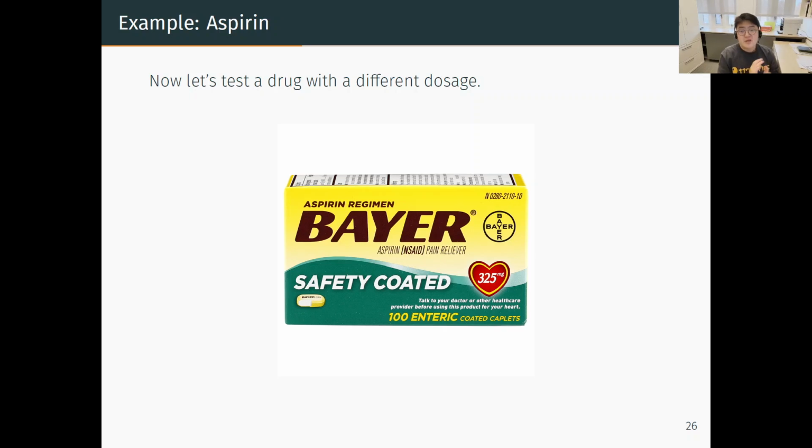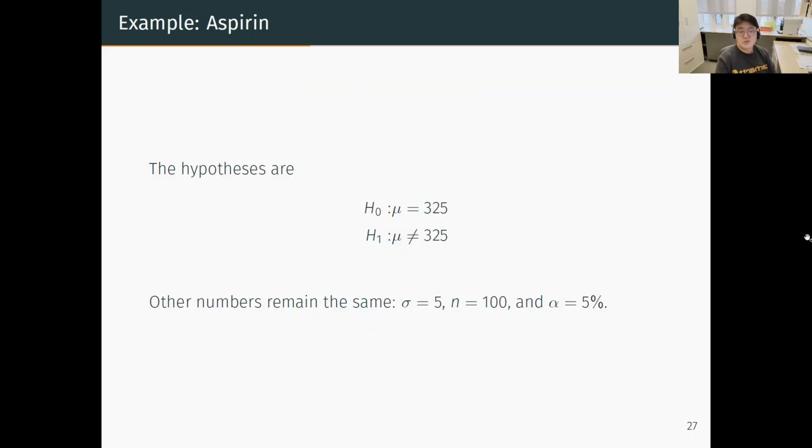Okay, in this video, I will use another numerical example, the same context but different numbers. So now let's think about an aspirin with 325 milligrams, a larger dosage aspirin. So we are going to test if the true mean equals 325 or not.